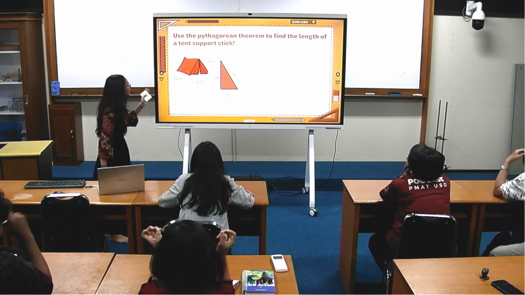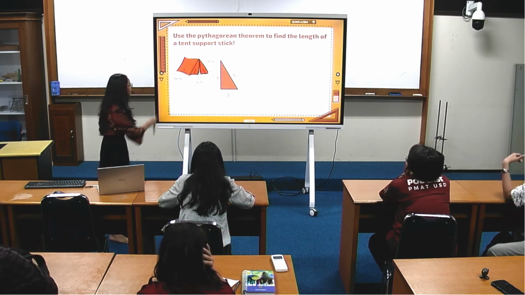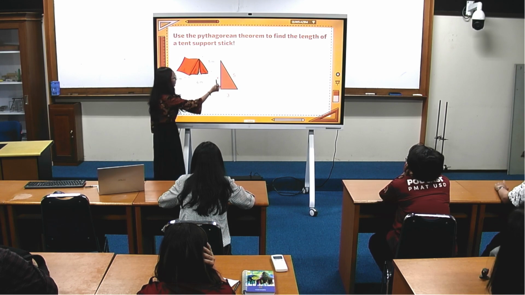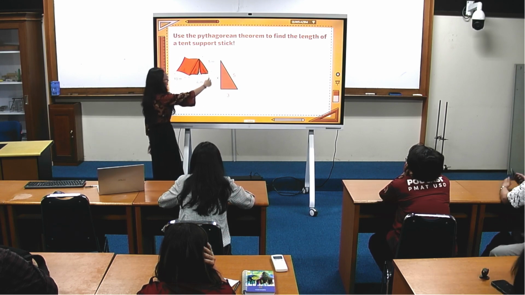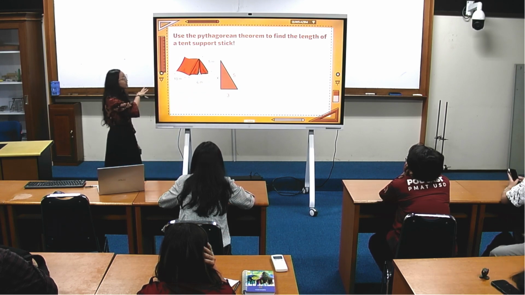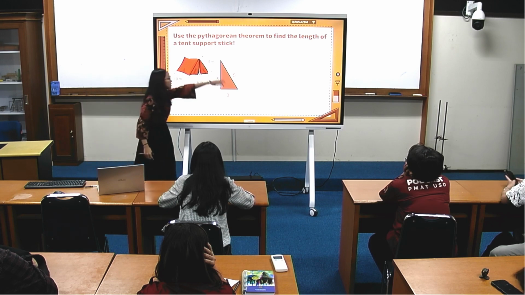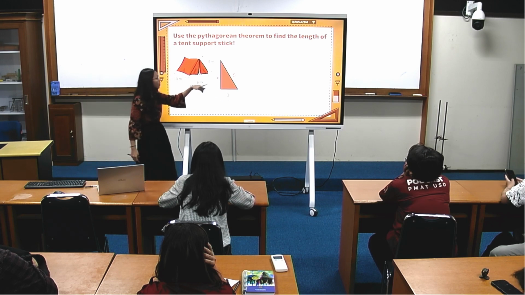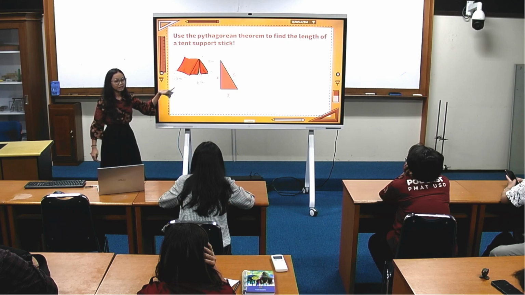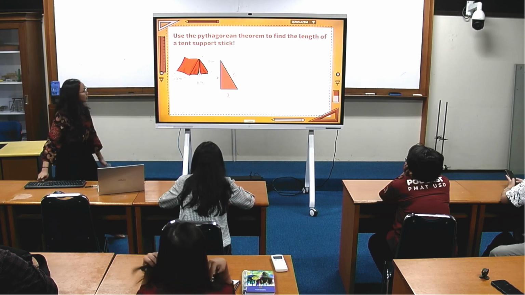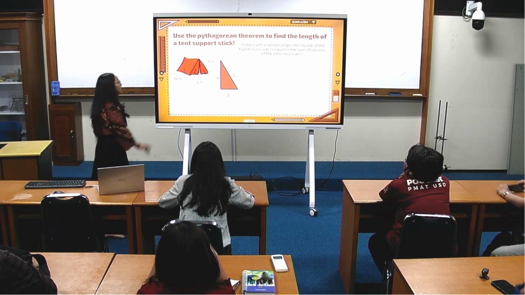We can take a part of the stand with this. This is a representation of a tent support stick, and this is the hypotenuse, and this is half of the weight of the tent. Did you guys get it? Yes. Okay.